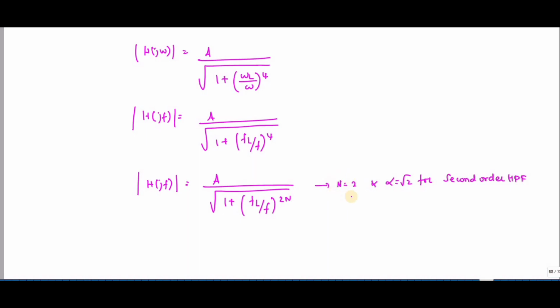Since the order is 2, second order, and alpha value is root 2 for a second order high pass filter. So let us discuss a problem based on this.